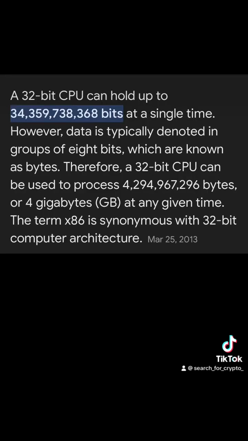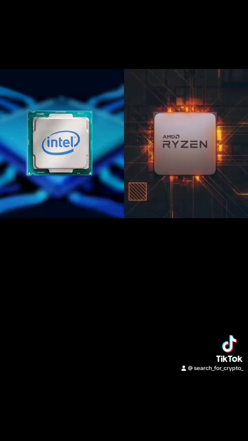A 32-bit computer can hold up to 4 billion bits at a single time. However, data is typically denoted in groups of 8 bits, which are known as bytes. Therefore, a 32-bit CPU can be used to process about 4 billion bytes, or 4 gigabytes, at any given time. The biggest companies right now for CPUs are Intel and AMD.